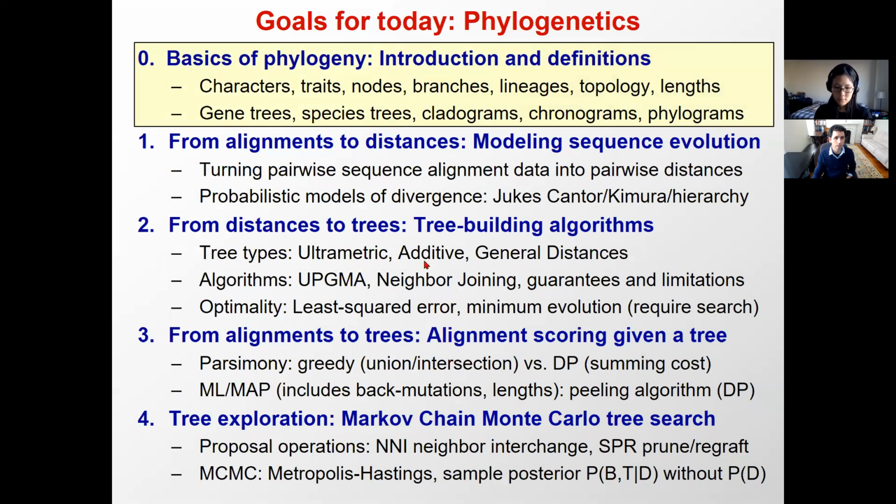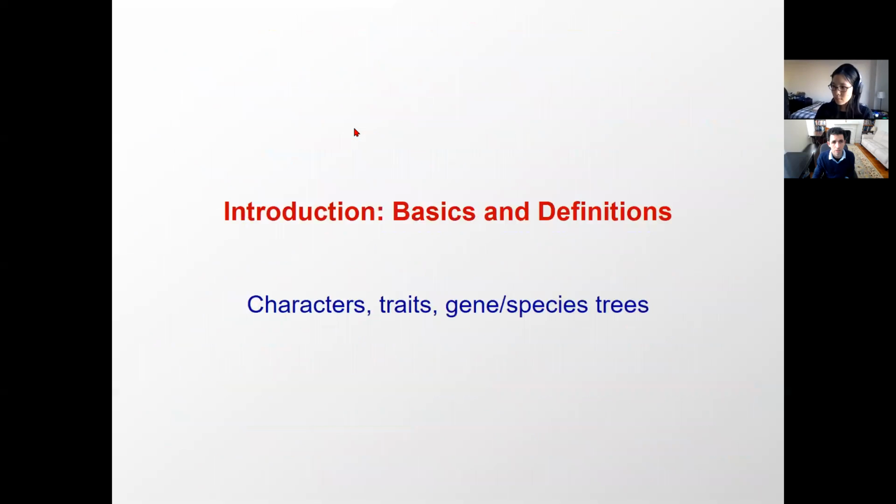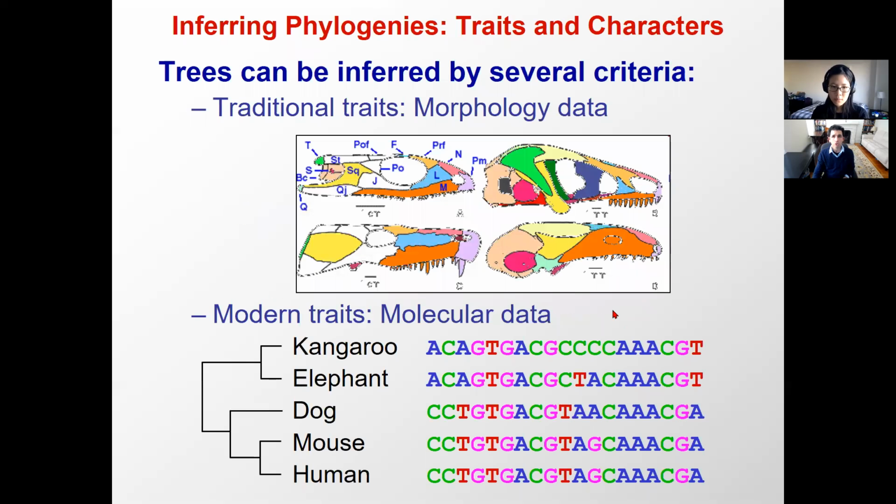So let's dive right in and look at what are these basics of phylogeny. So we're going to be talking about characters, traits, gene, and species trees. So trees can be inferred by many criteria. The traditional criteria have been morphological traits. So basically phylogeny existed well before molecular data was available. And the type of data that was being used is, for example, do you have a particular breathing hole in this part of your skull?